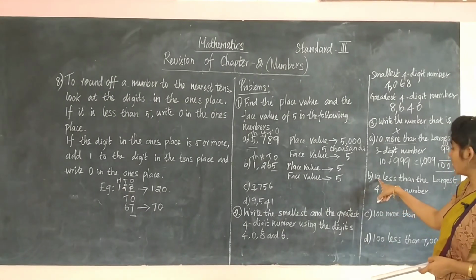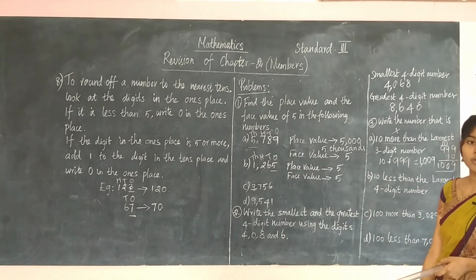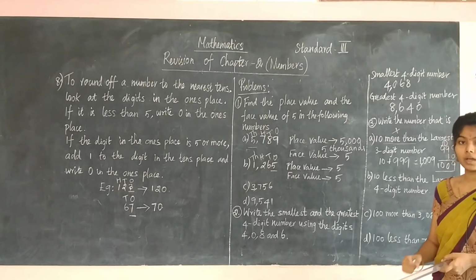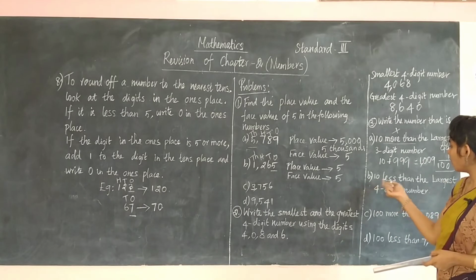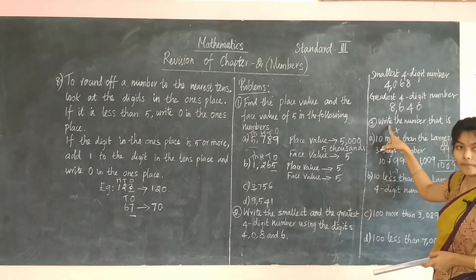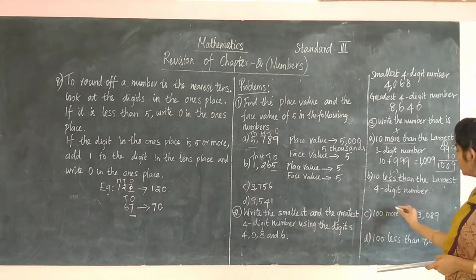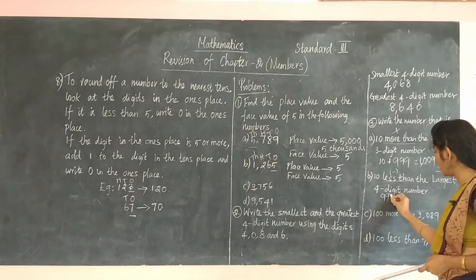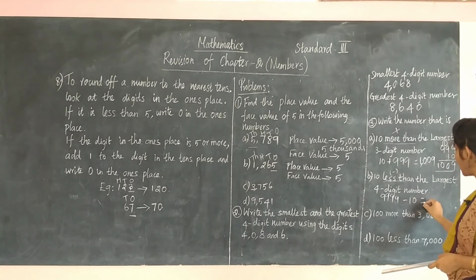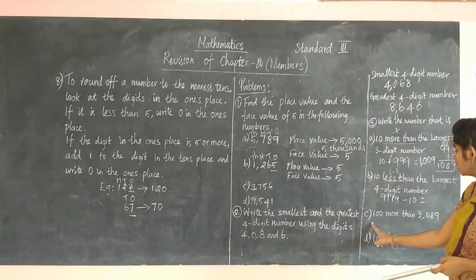The next one is 10 less than the largest 4-digit number. What is the largest 4-digit number? 9999 is the largest 4-digit number. From that you have to subtract. Less than means we have to subtract the number. More than means you have to add the number. So subtract the number from the largest number. What is the largest number? It is 9999 minus 10. So when we subtract, what will you get? You find out the answer and write. Then the next one you are going to do.